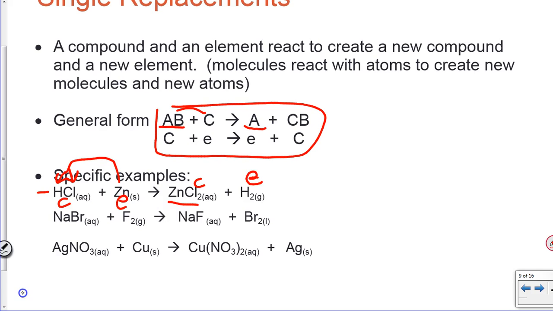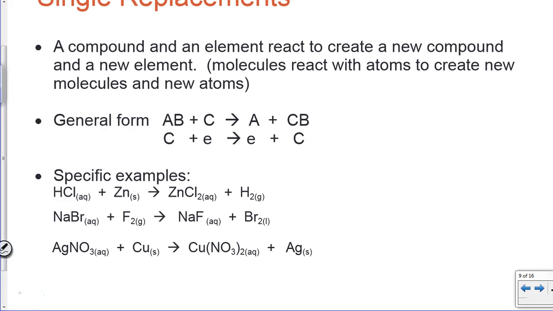If I am trying to figure out how to classify this, I would look at compound, element, compound, element. Oh, well, that looks like somebody's been replaced. But only one thing has been replaced, so it would be a single replacement.